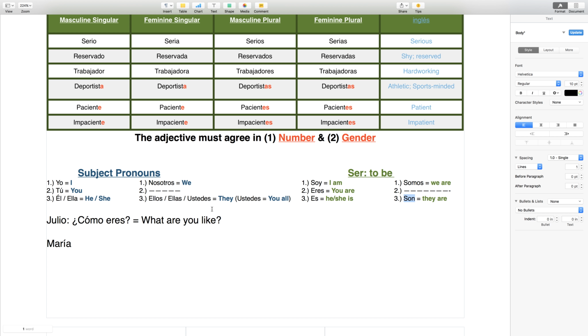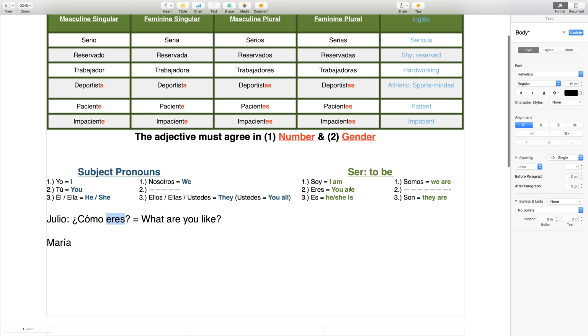So we'll jump right in with some sentences, and you guys, like I said, ask me if you have questions. So Julio speaking with Maria here, and Julio says, ¿Cómo eres? What are you like? So you are, backwards would be are you. What are you like? Tell me about yourself and your characteristics.